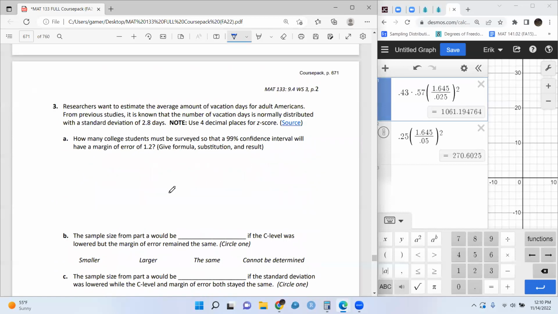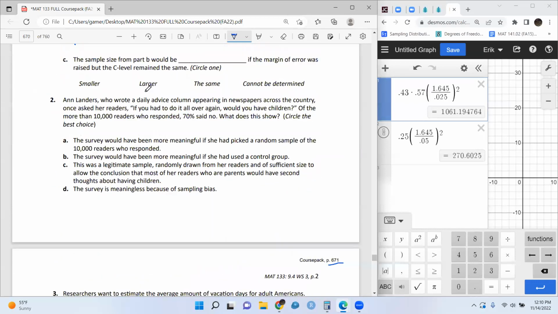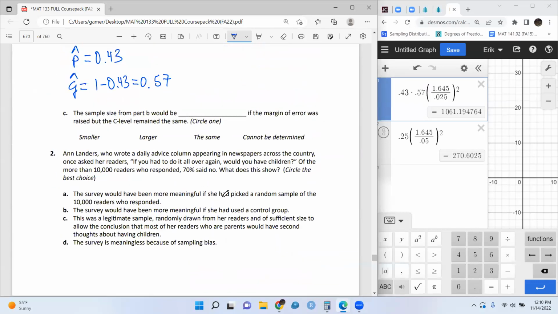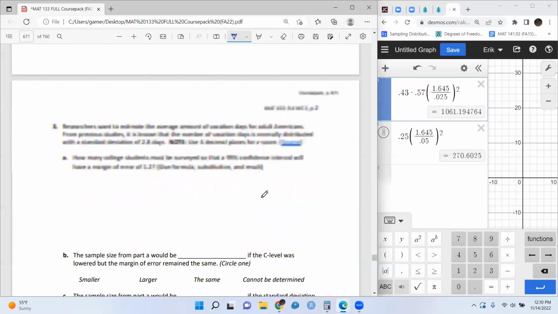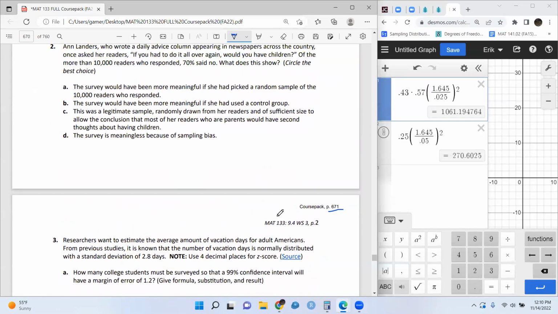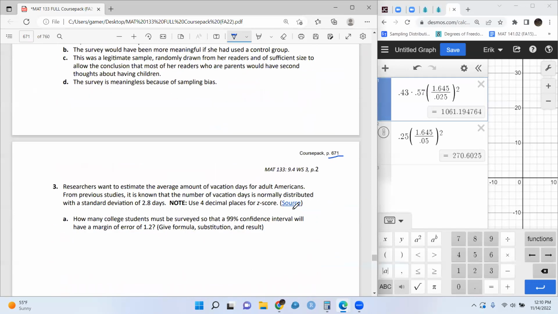Let's do one more. How about we do 5 minutes on number 3 on page 671? It's just parts A, B, and C, and then I'll leave the other little questions for you to read and think about. Number 2 and 4 and 5, and on Wednesday, we can check them if I'm here.